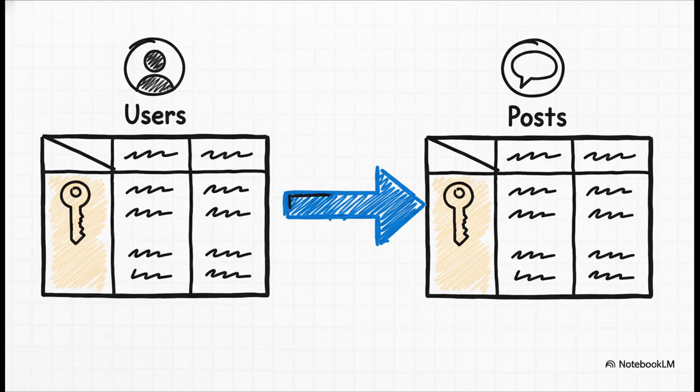Now let's say we have another table for posts. To know who wrote each post, we add a user ID column to that table. Well, that user ID column is a foreign key. Why? Because it points all the way back to the primary key in the users table. It's the critical link that connects a post to its author. It's how everything stays connected.